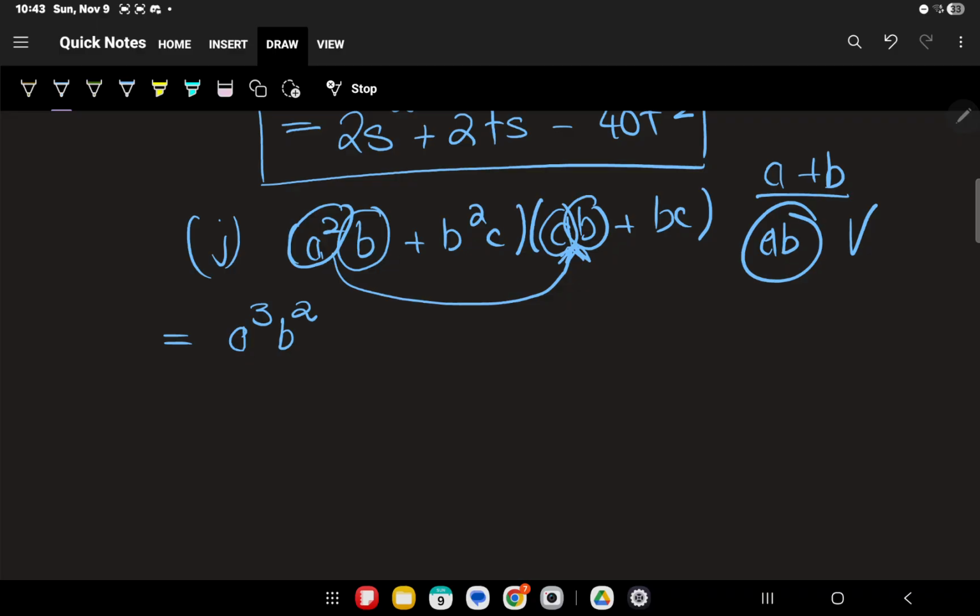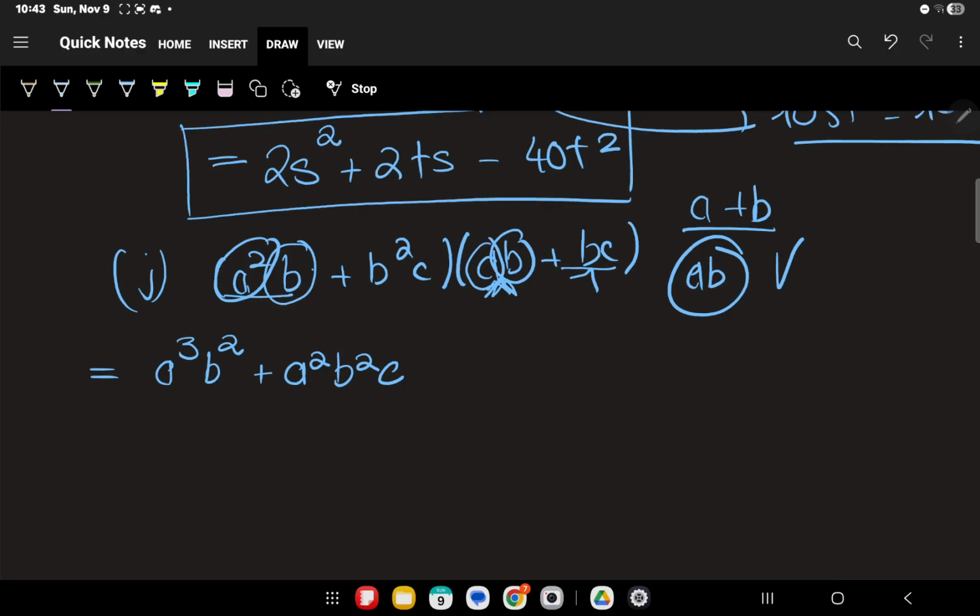Alright, okay, and then our next multiplication would be the outside. So the first term and the outside term, a squared b times bc. You don't see any a's on this side, so you just bring a down. You do see b on this side, so b times b is b squared. And you don't see c on the left side, so you just bring down c. Okay.